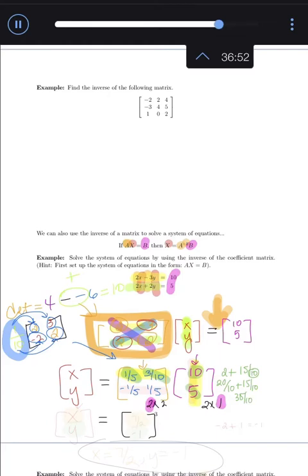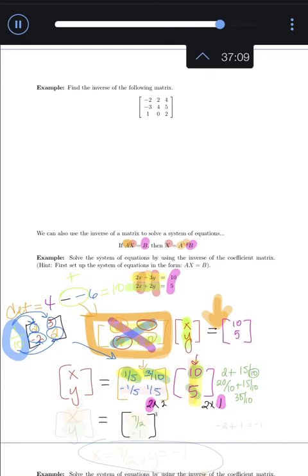Be careful, that can be reduced. They're both divisible by 5. So it reduces to 7, and dividing the bottom by a 5 also gets you a 2.